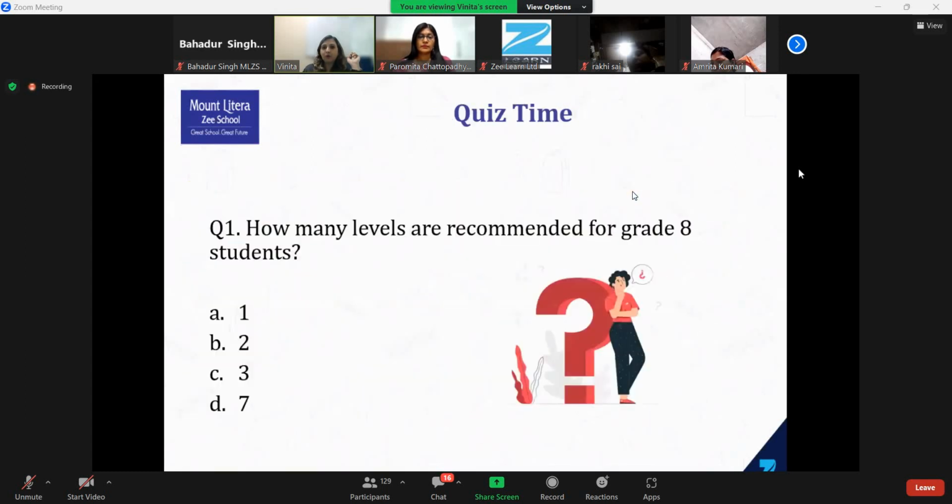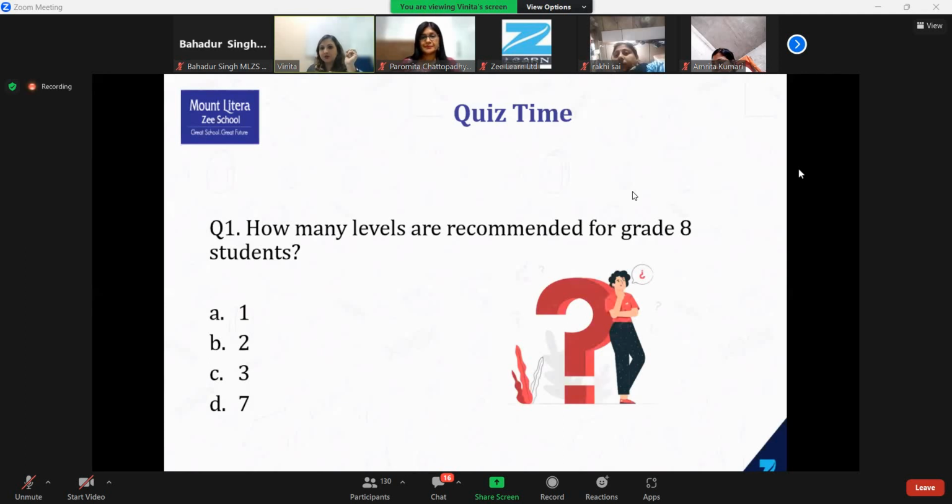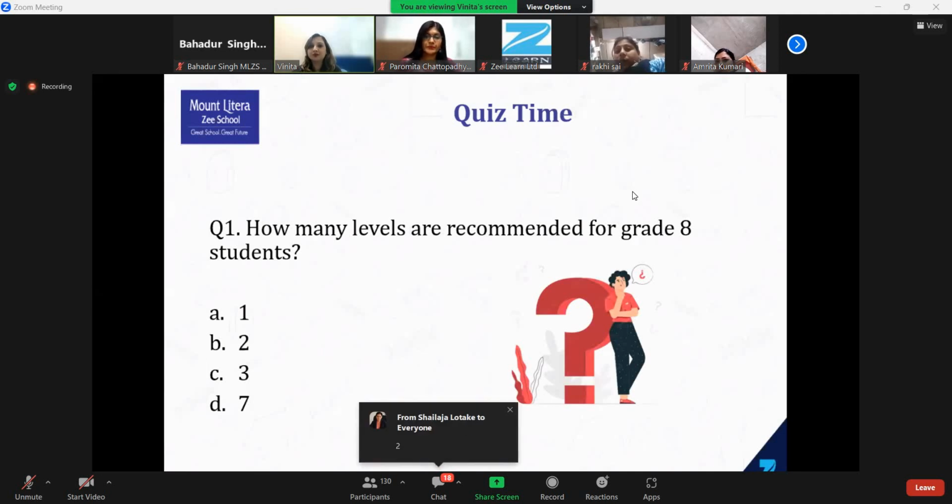Now, we have understood this so far. I want to see whether we are on the same page by you answering this question. How many levels are recommended for grade 8 students? Everyone, you can give your answers in the chat. How many levels are recommended for grade 8 students?